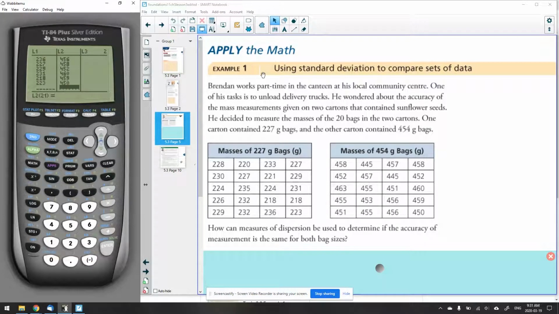So we'll look at example number 1, using standard deviation to compare sets of data. Brendan works part-time in the canteen at his local community center. Long story short, he's measuring the masses of bags of sunflower seeds. And so he wants to know which set is the most consistent. So we're going to figure out the mean and standard deviation for both sets of data.